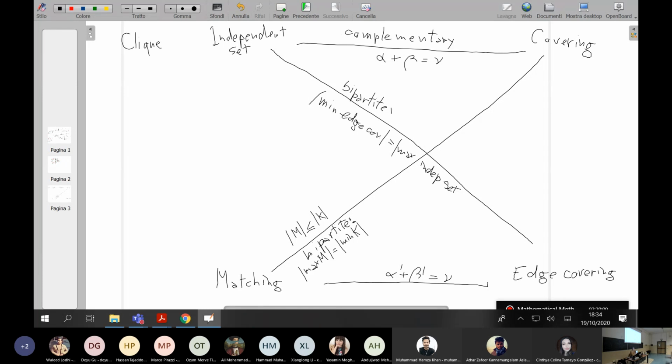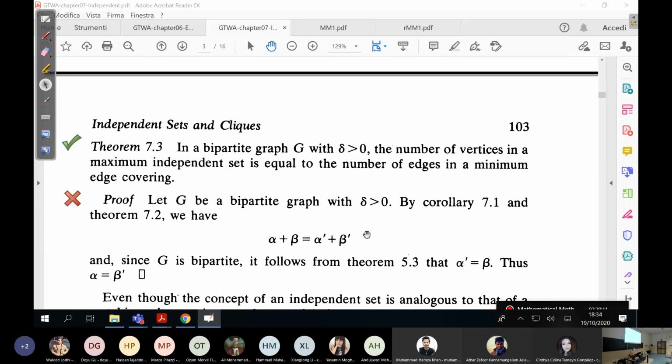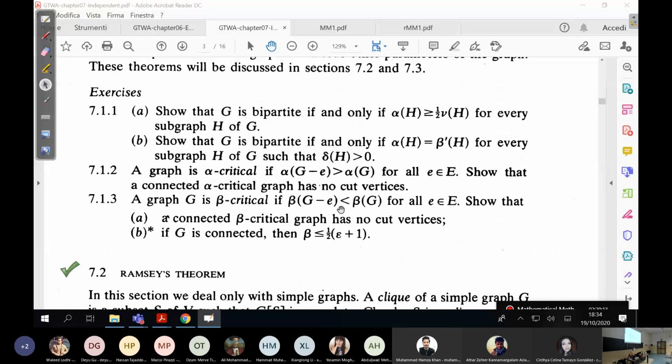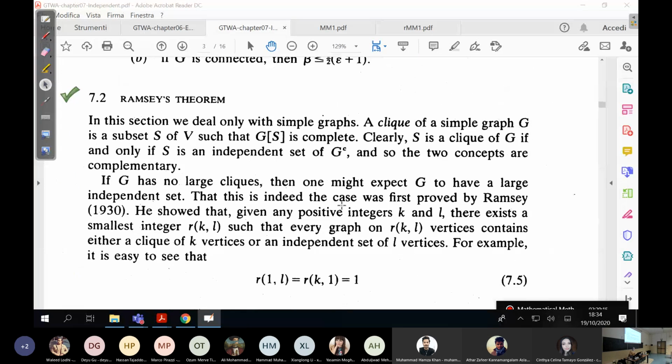Okay? And we now have to talk about Ramsey's theorem. Ramsey's theorem is very, very interesting because the first time I saw it, I didn't believe it. And unfortunately, many students don't really understand what this theorem says, which is very interesting.